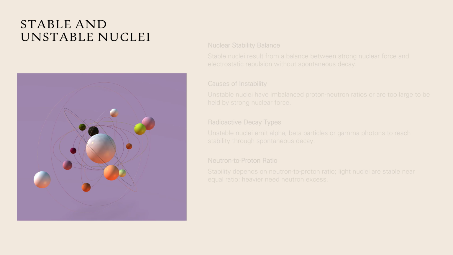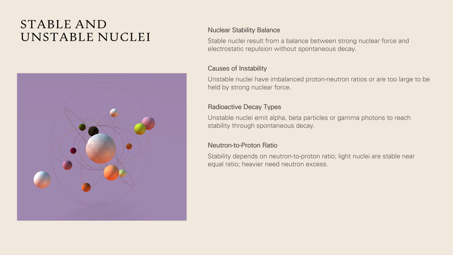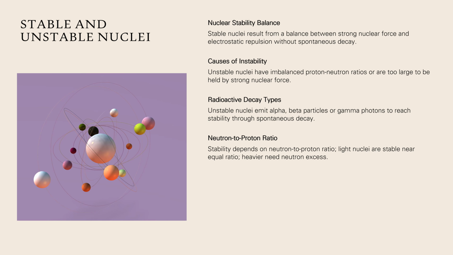A nucleus is considered stable when the balance between the strong nuclear force and electrostatic repulsion results in no spontaneous decay. Unstable nuclei, however, have an imbalance in the number of protons and neutrons, or are too large for the strong nuclear force to hold them together effectively. As a result, they undergo radioactive decay to reach a more stable configuration.